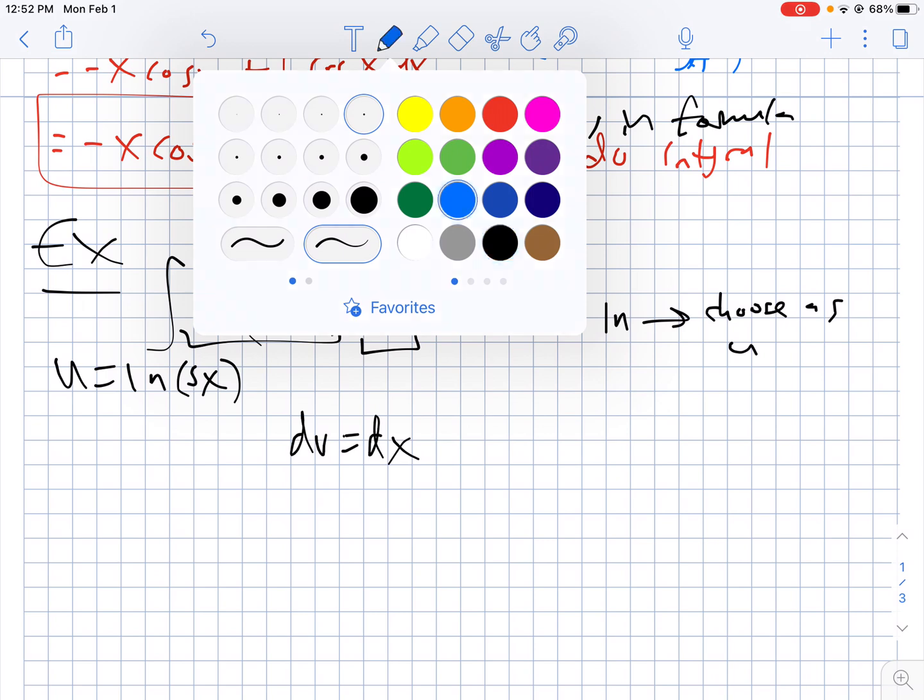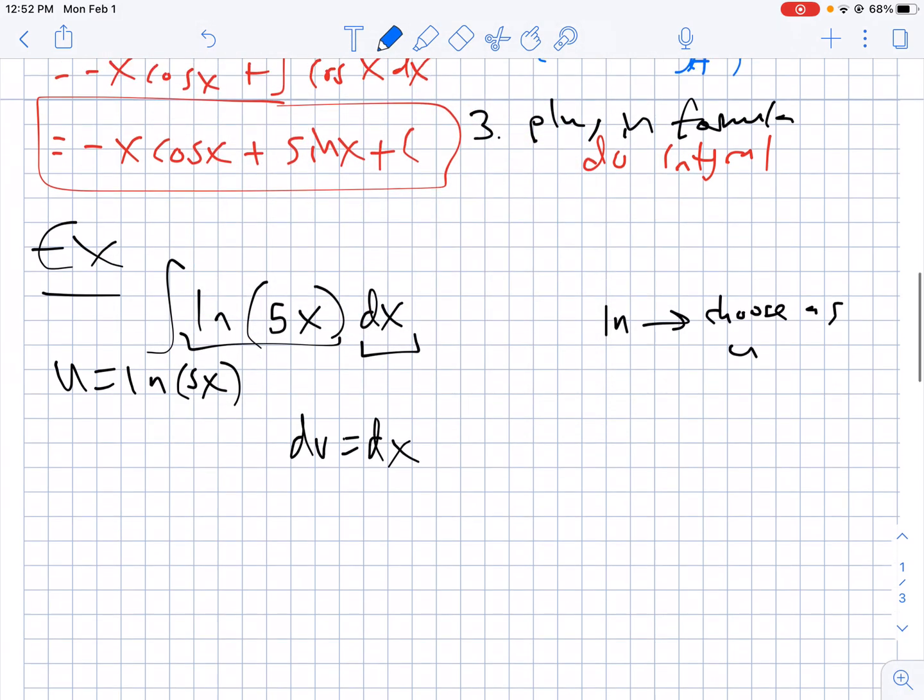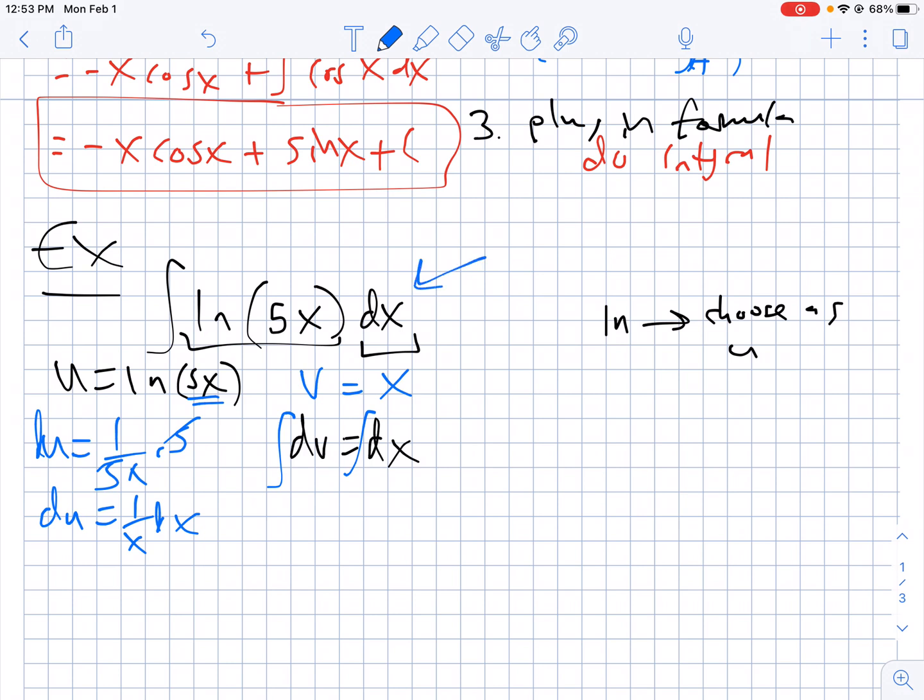So now when I take the derivative of this, the derivative of ln of 5x is 1 over 5x, and then by chain rule, multiply by the derivative of 5x, which is 5. So the du is just 1 over x dx. The 5s cancel out. And then when I integrate the dv, I'm just integrating a 1 dx, so my v is equal to just x. I wasn't left with anything, so that was just what I had to pick to be my dv, and dx is like 1 times dx, so it just integrates to be x.